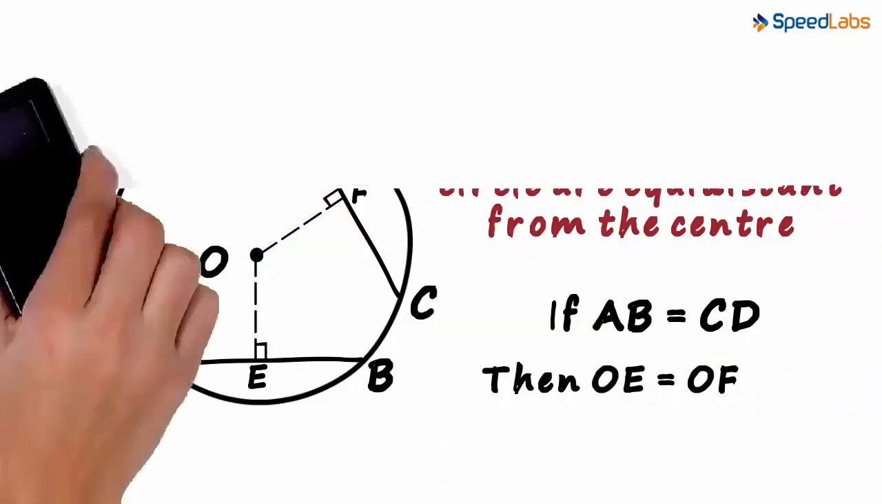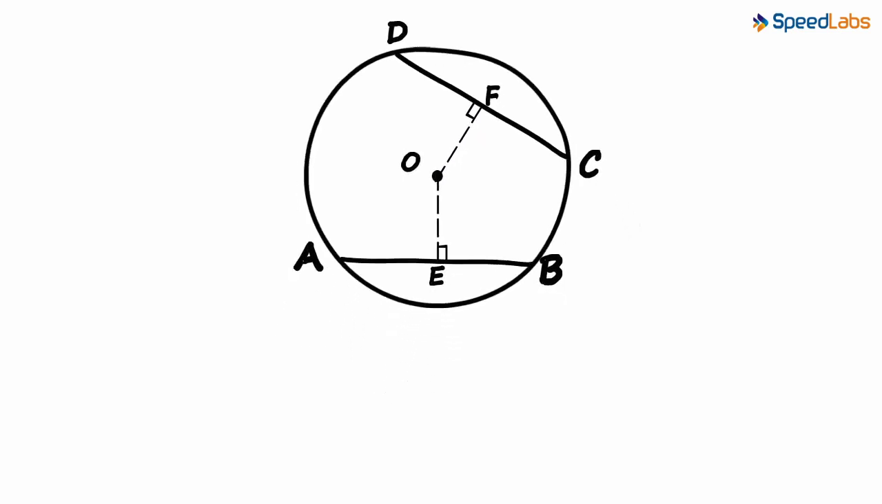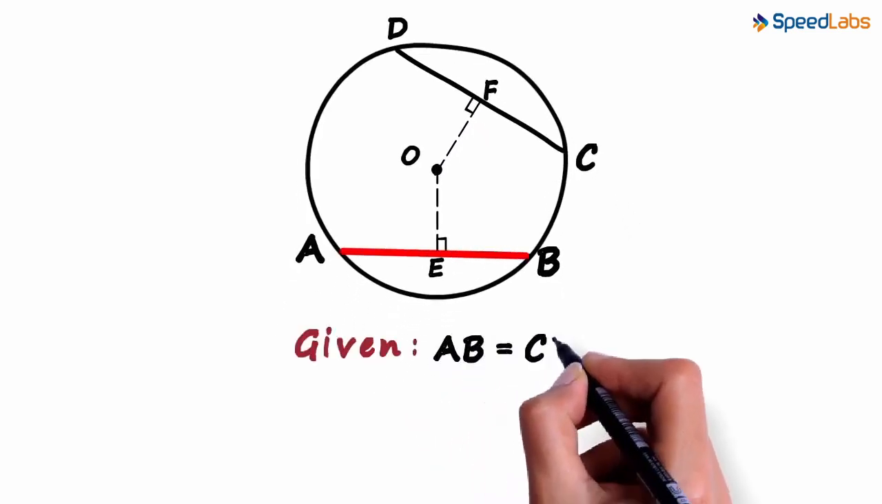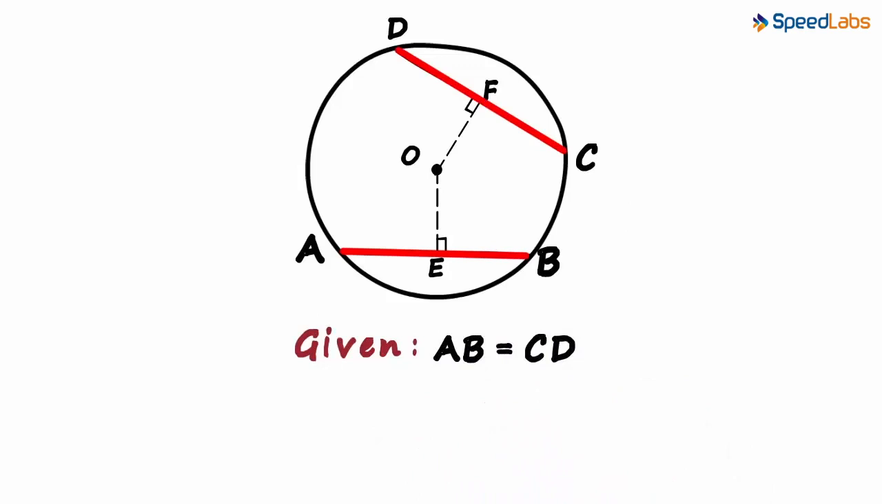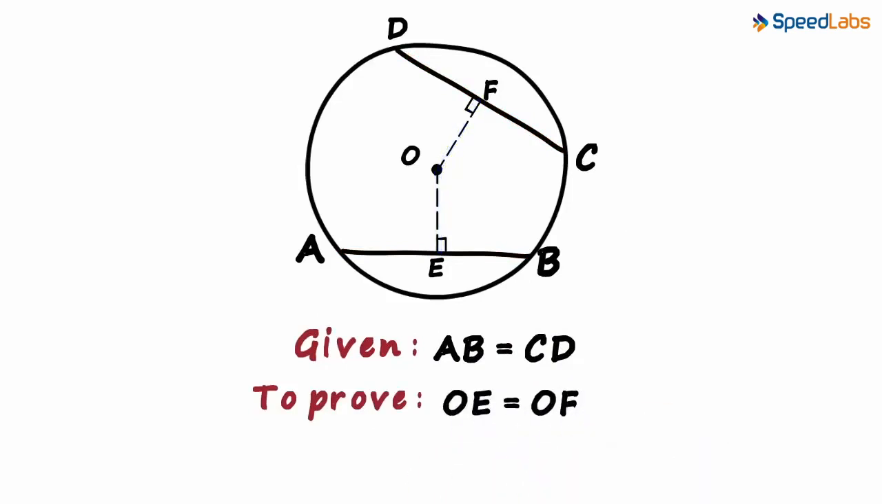The proof of distances being equal is very straightforward. This is the figure we have. We can see two chords AB and CD with their distances OE and OF. Let's jot down what's been given, what we need to prove, and then of course the actual proof. According to the theorem, we have been given that chord AB is equal to chord CD. That's the only information we have. And we have to prove that OE is equal to OF. We need to prove that their distances from the center are equal.